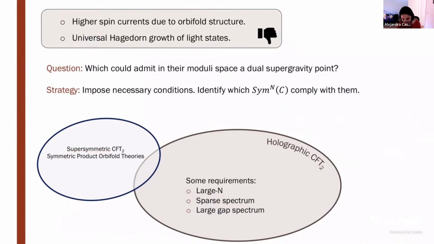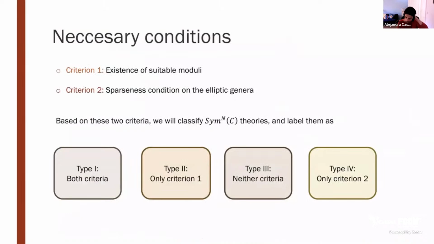Okay, so now let's move on and talk about what these necessary conditions are. What am I going to be imposing on the symmetric product orbifolds? There will be two criteria. The first one is that I want to have a suitable moduli. I'll tell you what type of moduli I'll be looking for in a moment. I want this marginal deformation to exist. Otherwise, there's no place that I can deform to, and I will always have these universal properties.